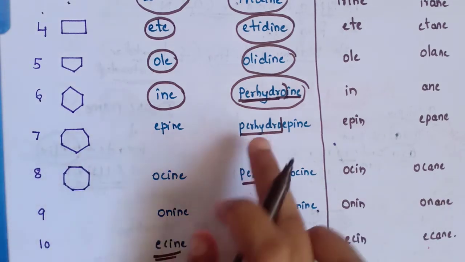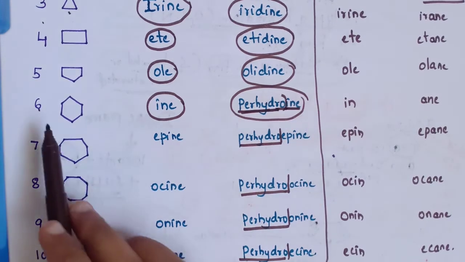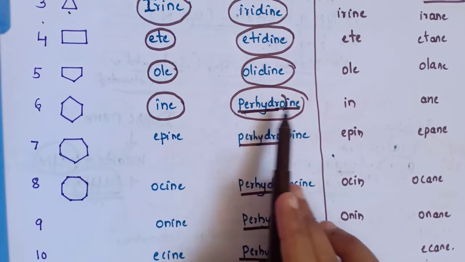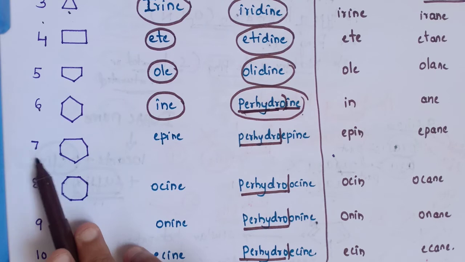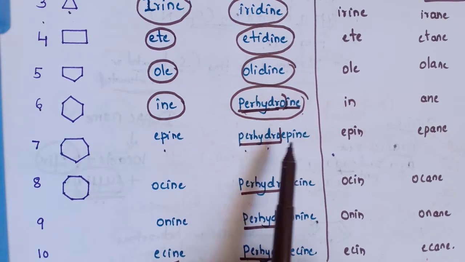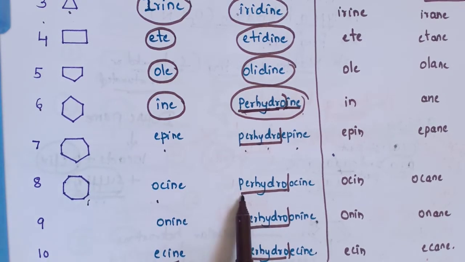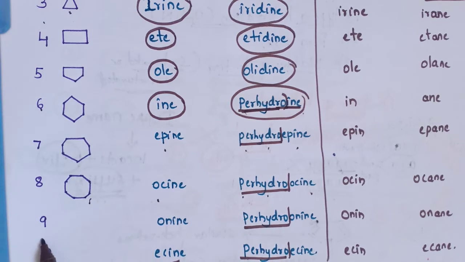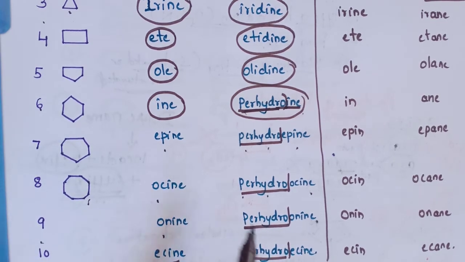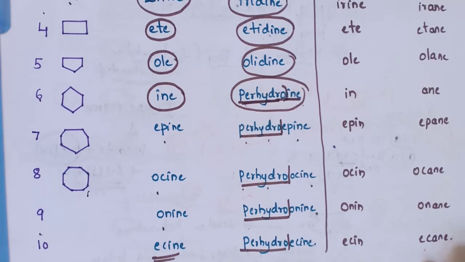From the 7-membered ring, we should name it with perhydro. For the 6-membered ring, it is ine, perhydroine, and for the 7-membered ring, it is epine, perhydroepine. For the 8-membered ring, it is called osine, perhydroosine. For the 9-membered ring, it is called onine, perhydroonine. And for the 10-membered ring, it is called acine, perhydroacine.